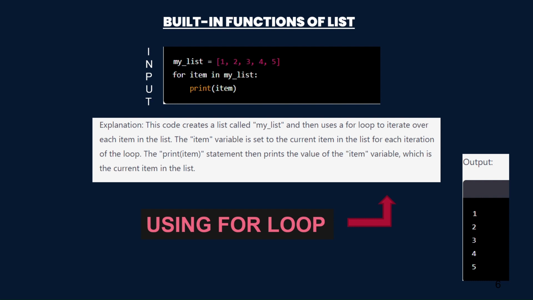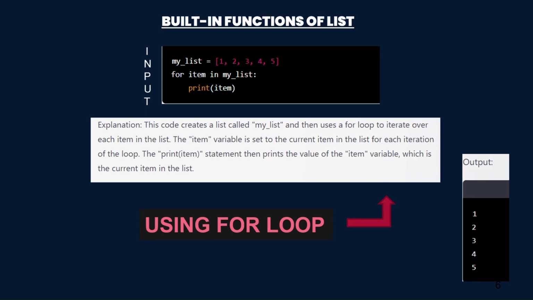So this code creates a list called my_list and uses a for loop to iterate over each item in the list. The item variable is set to the current item in the list for each iteration of the loop. The print item statement then prints the value of the item variable, which is the current item in the list. So the output would be like 1 2 3 4 5. It will print all the elements of the list in a vertical form.